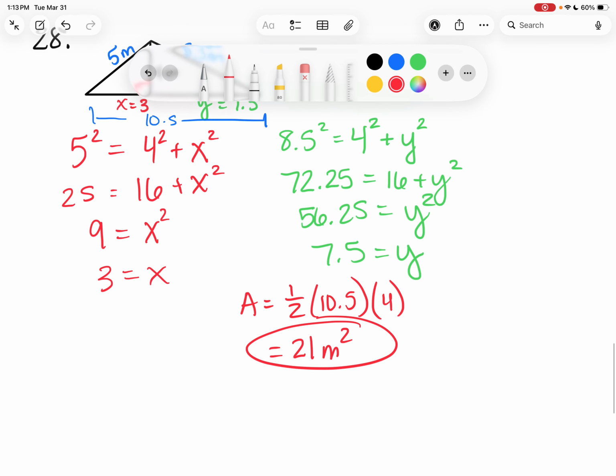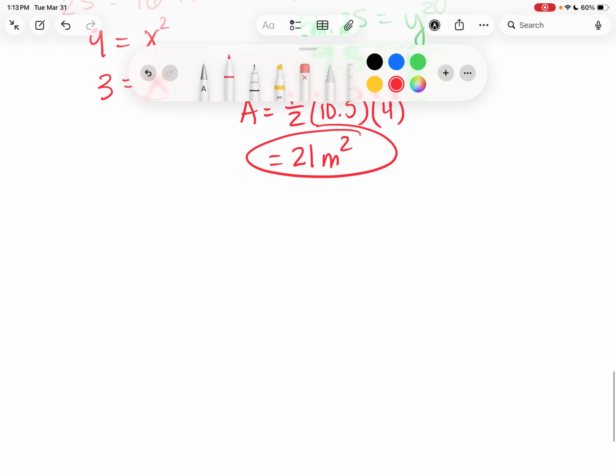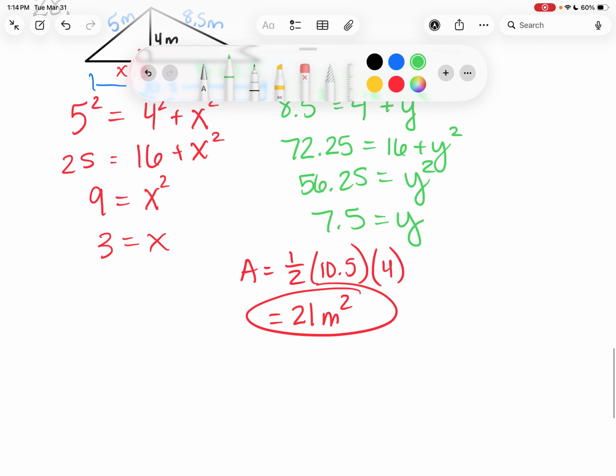Questions on any of this? Okay. Problems: 7 through 17 odd, and then 25 and 27.